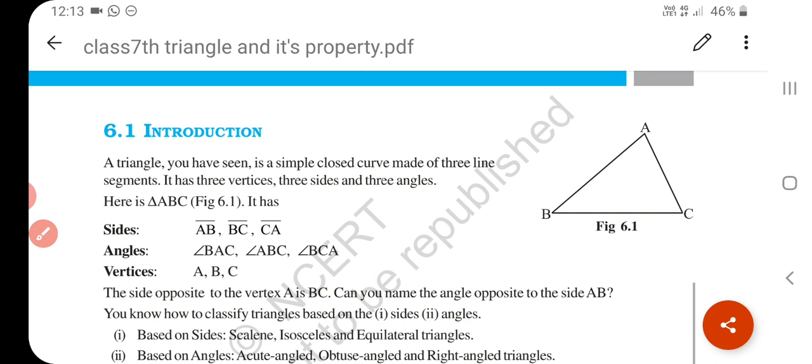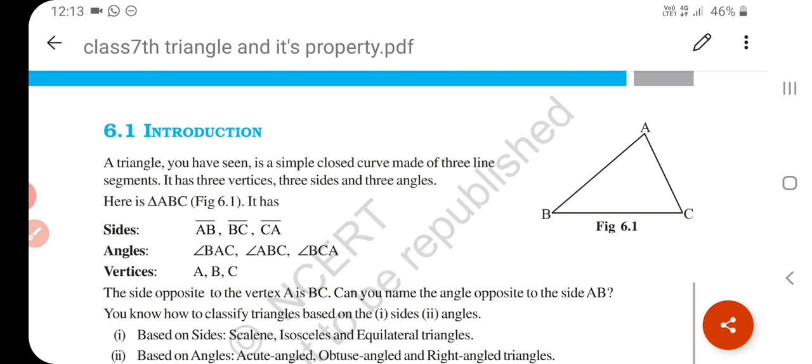The side opposite to the vertex A is BC. See here. If we talk about the side opposite to vertex A, which side do we have? BC. The side opposite to vertex B is AC, and the side opposite to vertex C is AB.